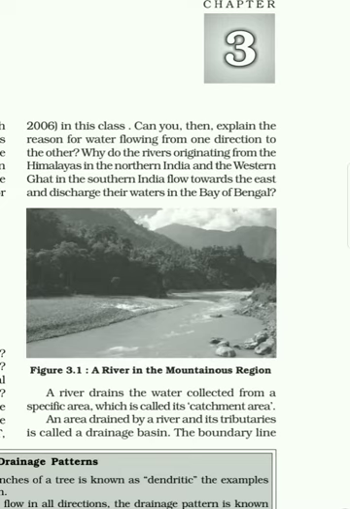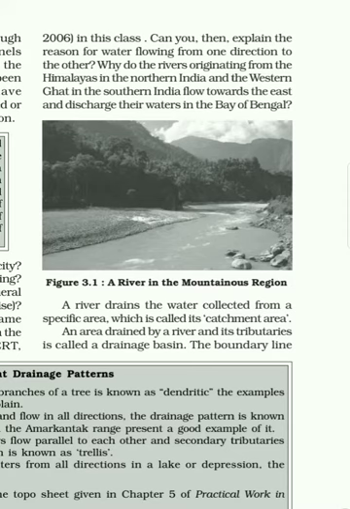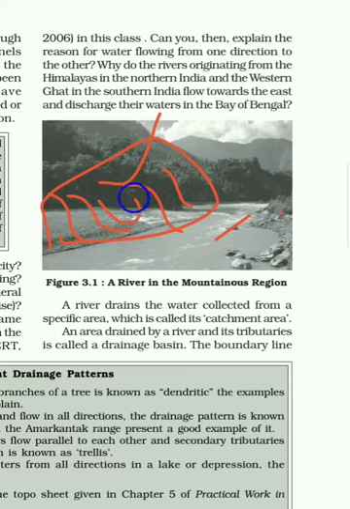A river drains the water collected from a specific area, which is called the catchment area. The area drained by a river and its tributaries is called the drainage basin. Let me explain better. Here you can see this is the main river. This river is catching water from the nearby places. So the area from where these streams are coming and merging into the main river is called the catchment area. The area created by these streams is called a basin. I hope you got it.